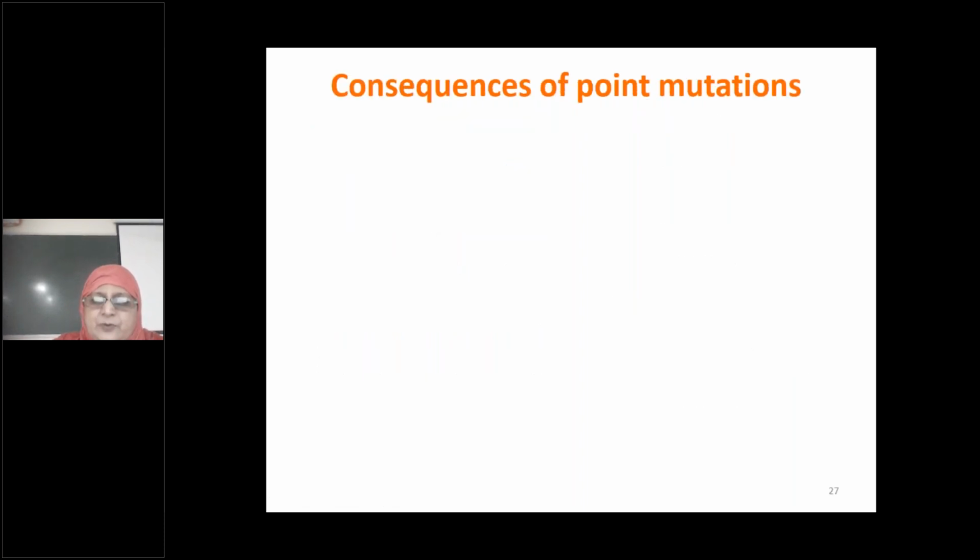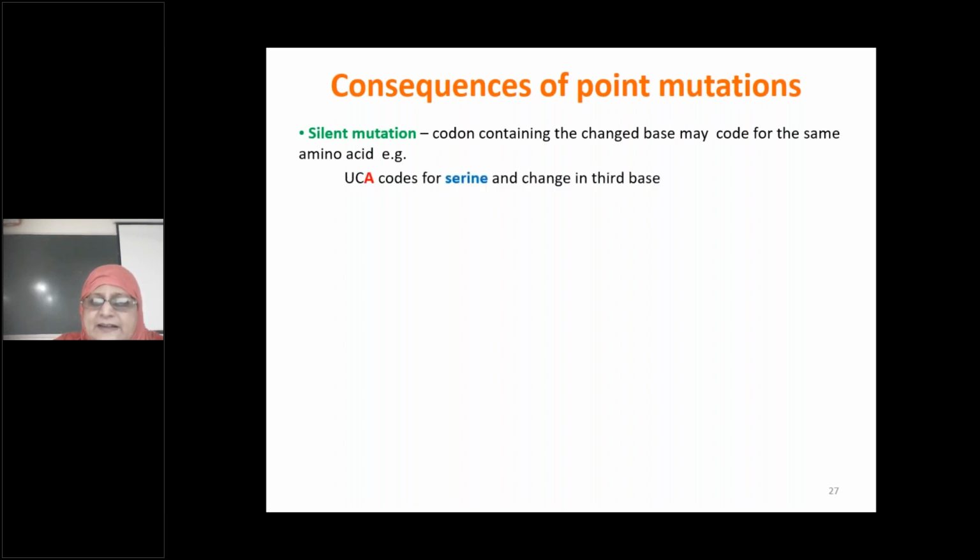Then what happens? What are the consequences that may occur as a result of these substitutions? It may result in a silent mutation, because the codon containing the changed base may code for the same amino acid. For example, UCA codes for serine. Now if the third base in the codon is changed from A to U, this UCA also still codes for serine. So this mutation is not going to affect the function of the protein. That's why we call it a silent mutation.